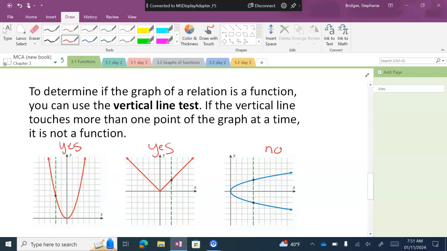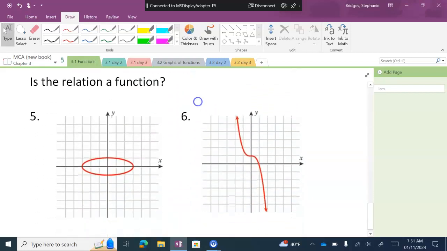Anybody have any questions? All right. So all I want you to do is look at those two and tell me yes or no. Is it a function? Is it not a function? You don't have to draw the graphs. You can just look at them. Run your vertical line test.